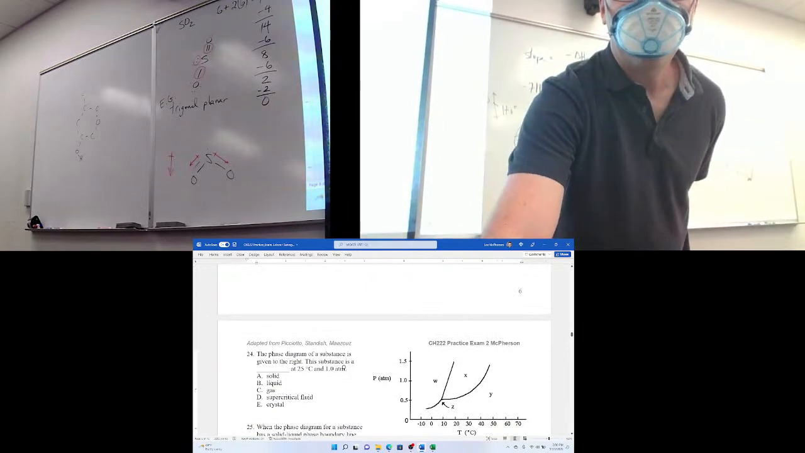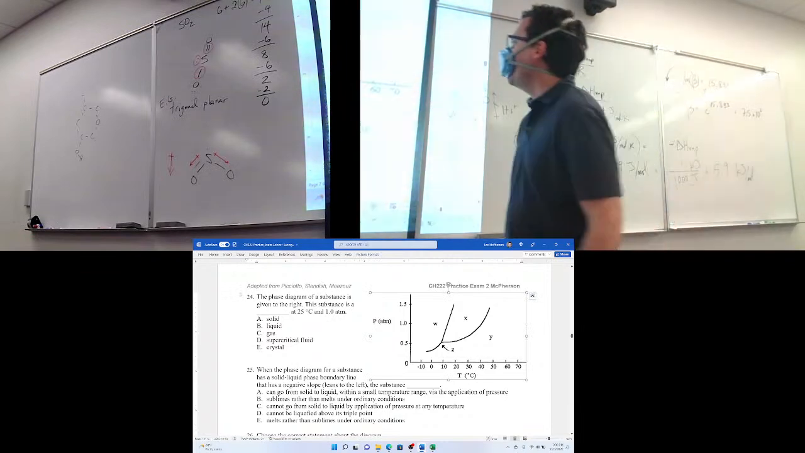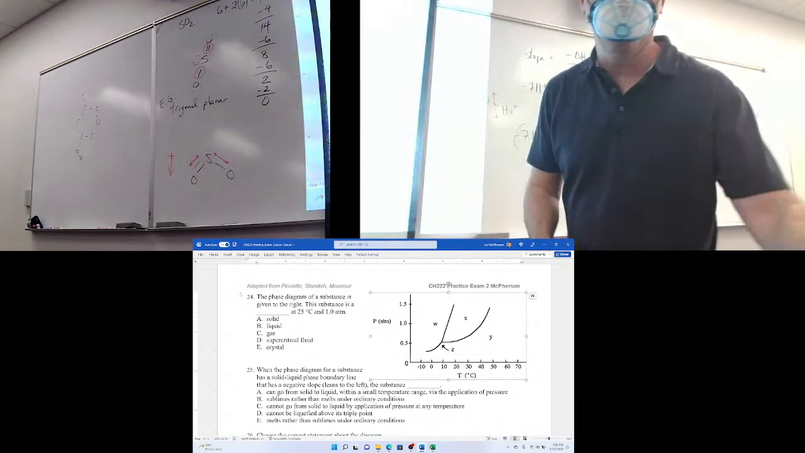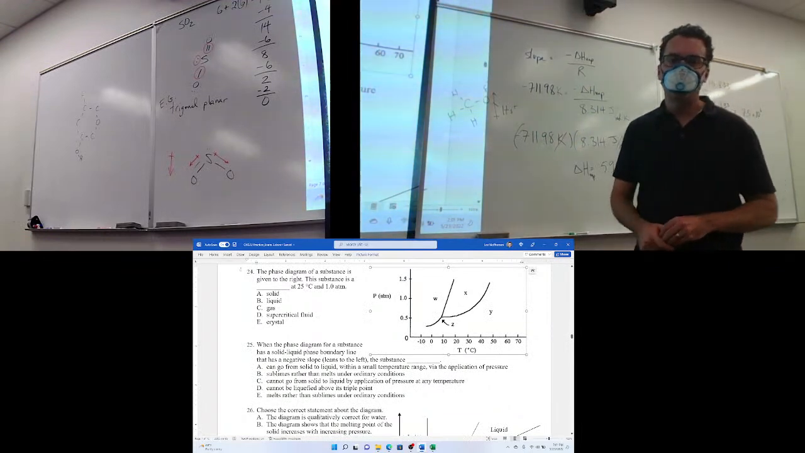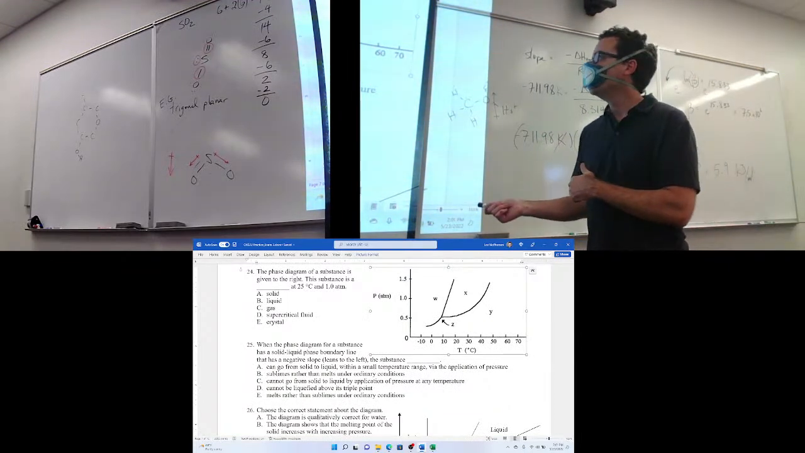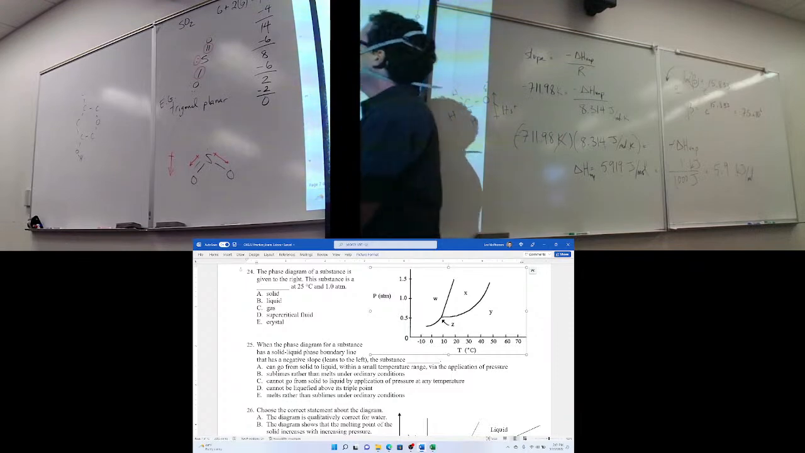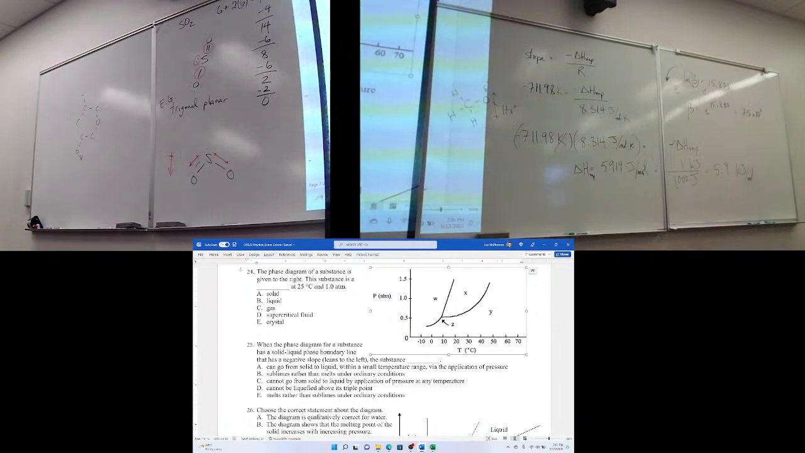All right, so we've got a phase diagram again, and this is another one. So 25 degrees C, 1 atmosphere, it's another liquid, B. All right, that's an easy one. When the phase diagram for a substance has a solid liquid phase boundary line that has a negative slope. So this is not a negative slope. This is the solid liquid boundary. This is a positive slope if it's leaning that way. What does positive slope mean? As the temperature increases, the pressure increases. But a negative slope would be going that way.